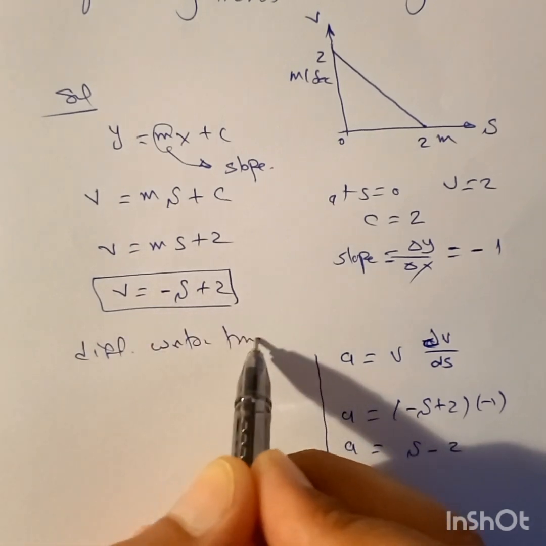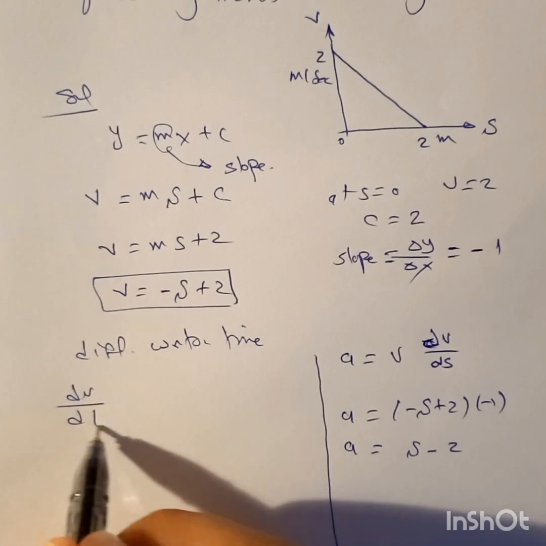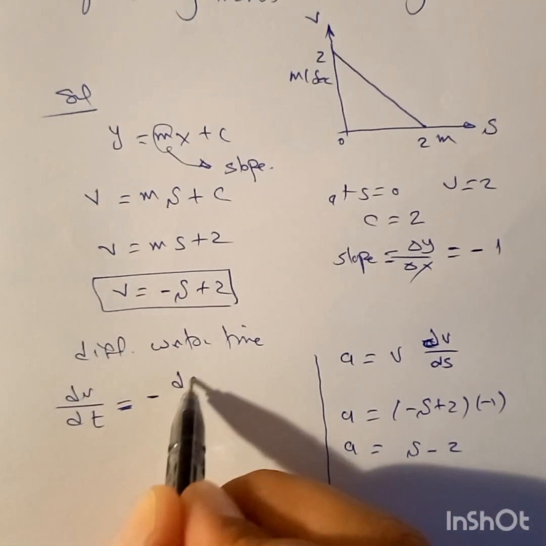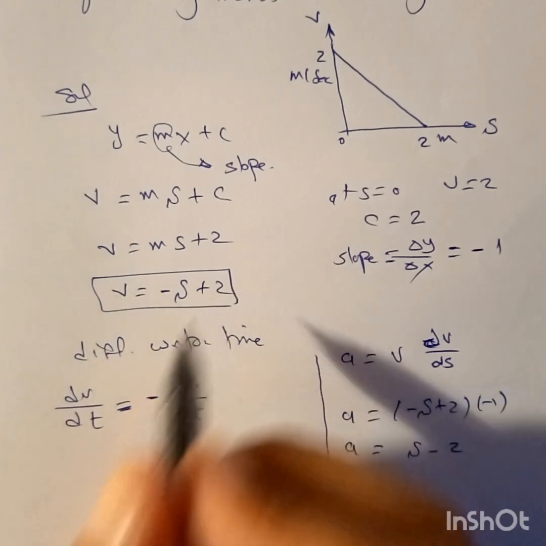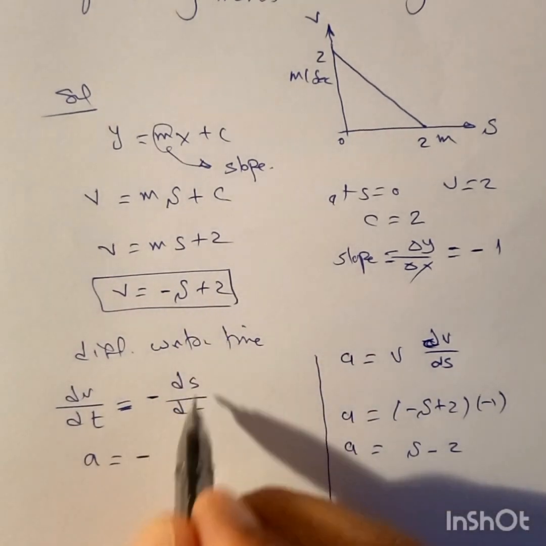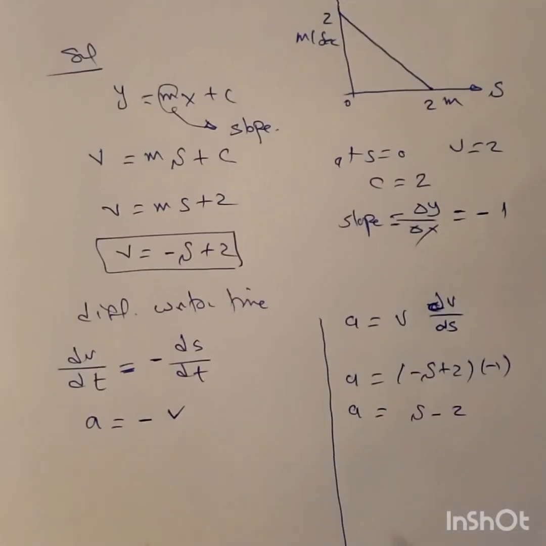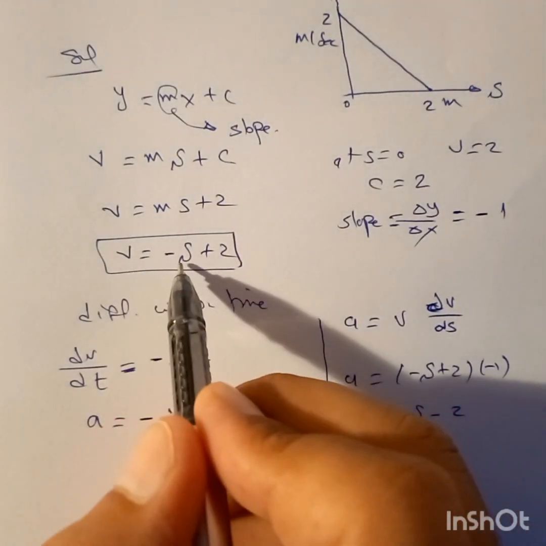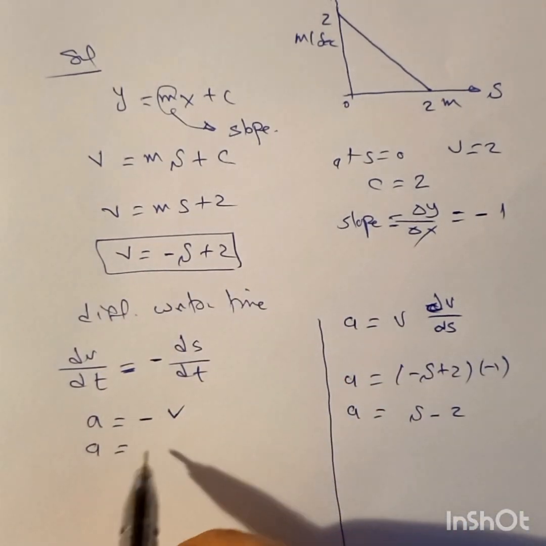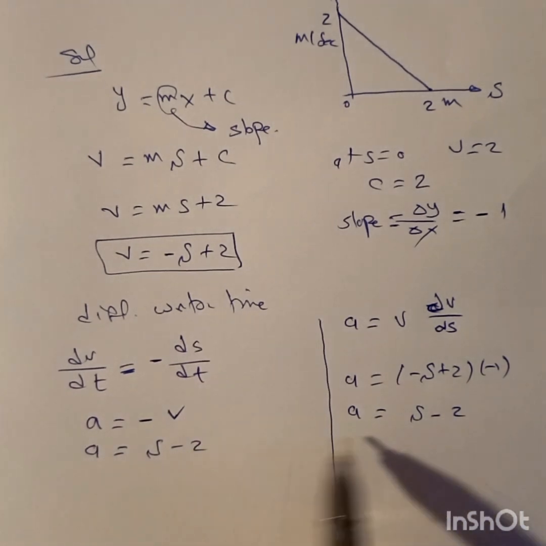We can also find the relation between acceleration and s by differentiation with respect to time. Then we have dv/dt equals negative ds/dt plus 0, of course. dv/dt is acceleration, and negative ds/dt is negative v. Then we have a equals negative v, and v equals negative s plus 2. Then acceleration equals s minus 2. Then we have the same equation.